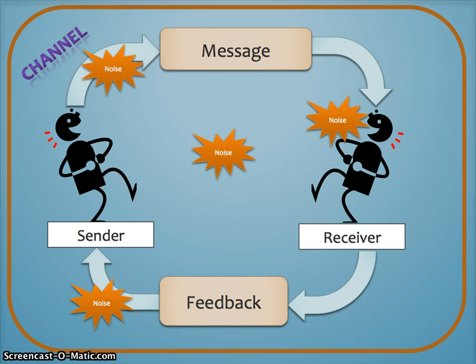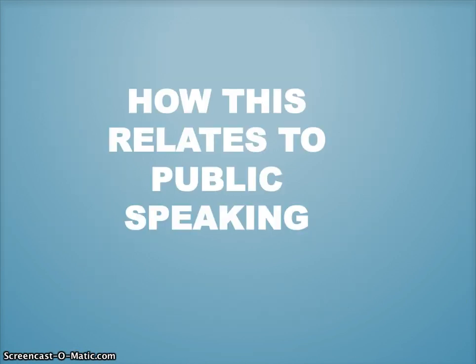So the 7 parts of our communication model are going to be the channel, the sender, the message, the receiver, the feedback, and the noise. All 7 of these parts are present in all communication situations in different and varying amounts. So how does this relate to public speaking? Well, let's go back up to our model here.